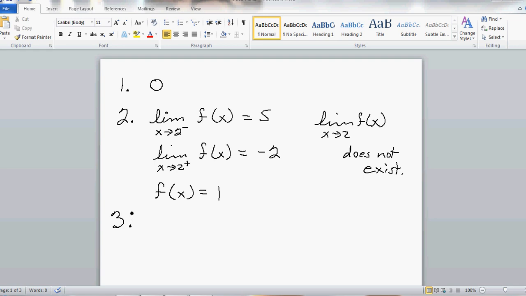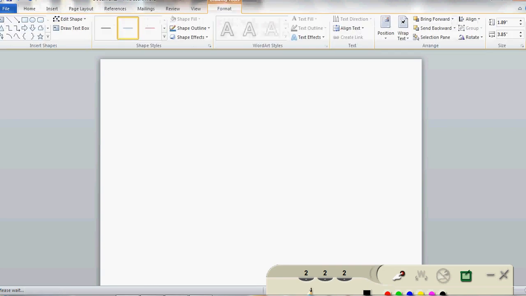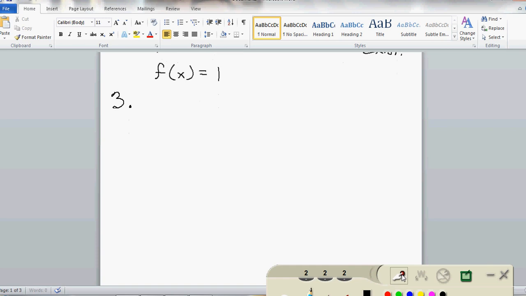Example number 3, it says determine the limit by sketching an appropriate graph. And we're told f of x equals x squared plus 2 whenever x doesn't equal negative 3, and whenever x equals negative 3, then we know it's equal to 0. So what we get here, first thing we need to do is to draw a sketch here. So that's what we're going to do.